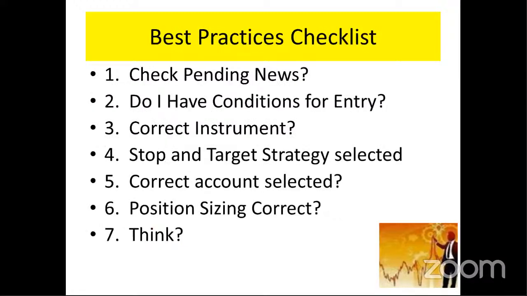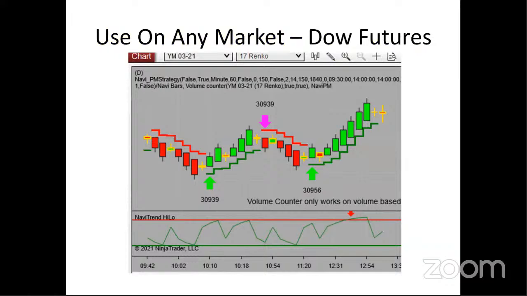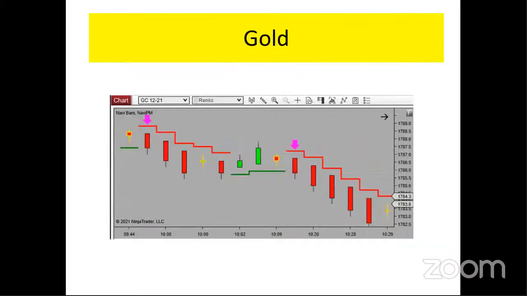Number 6, mistakes. Again, have a checklist. You may want to use this checklist. You may want to expand the checklist for your own personal purposes. Again, here's a chart on crude oil, Dow futures, gold.